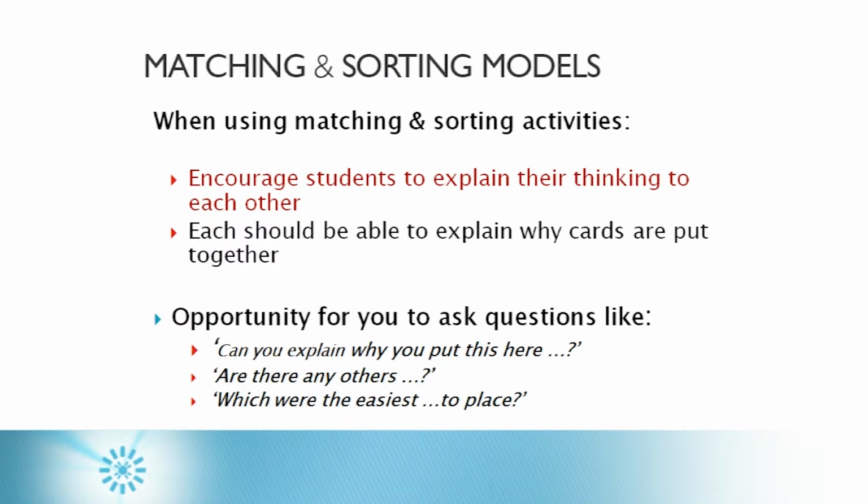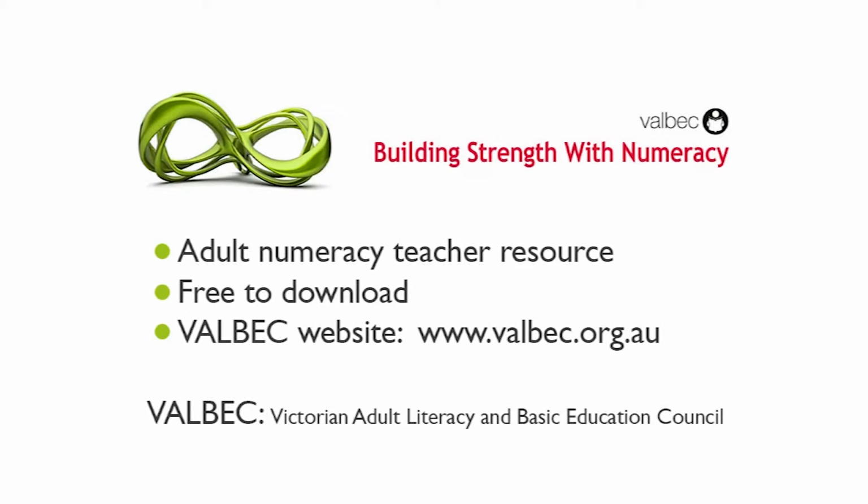You're working out the encouraging questions as you go around, and if you can see that somebody's not really engaged with the rest of the group, you can put questions to them as well. So you have a role, an active role in them doing that group work. There are many of these matching and sorting activities available in the online resource Building Strength with Numeracy. These are really easy activities to create for yourself.